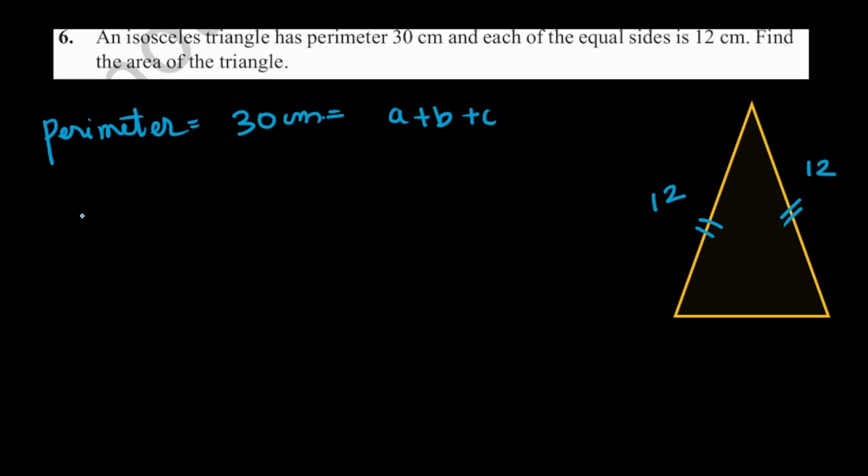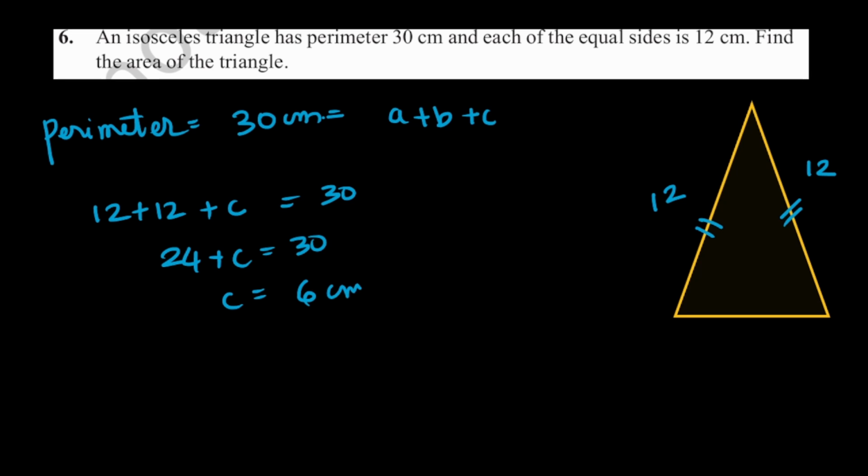So finding the third side, 12 plus 12 plus c equals 30. Then you have 24 plus c equals 30. c equals 30 minus 24, that is 6. So c is 6 centimeter, and the semi perimeter is a plus b plus c divided by 2. The perimeter in the question is 30 centimeters, so we'll write 30 divided by 2, which is 15, right?